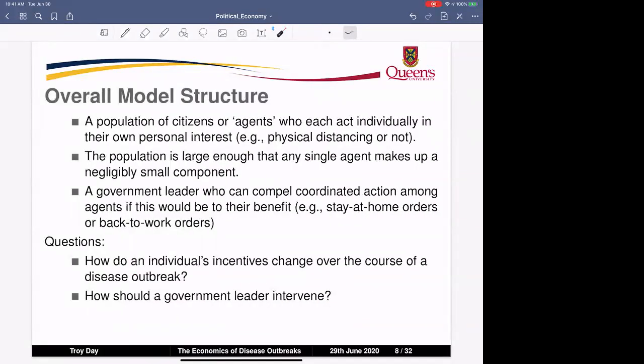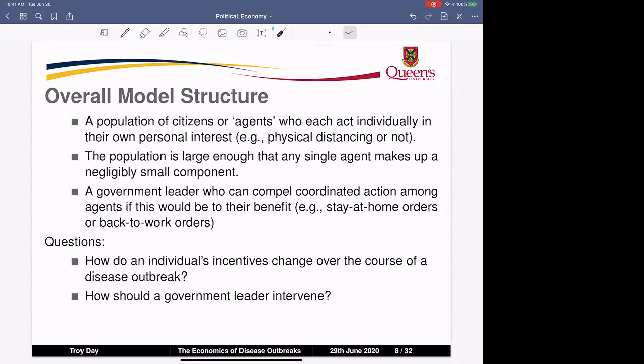I'll just tell you a bit about the overall model structure before I get into the details. So I'm going to consider a model where you have a population of citizens. I'm going to call them agents. And they're each acting individually in their own personal interest. And they're choosing whether or not to distance. There's going to be a binary choice, yes or no.